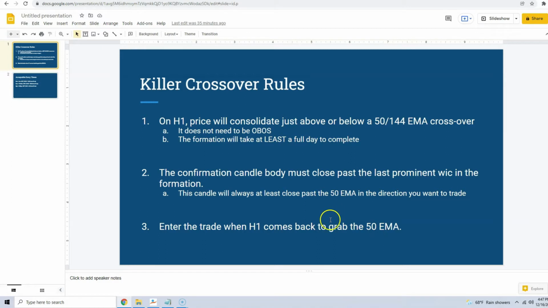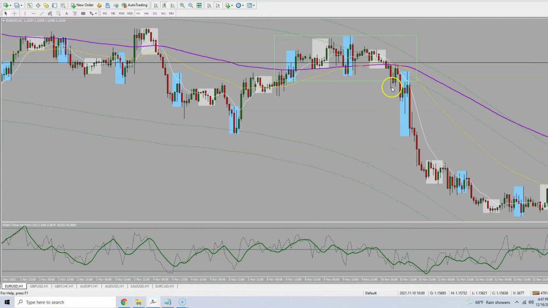The only difference between this and my other strategies is that in the other strategies, I normally have to go down to the 15-minute chart, the 15-minute time frame, and then wait on price to come back and grab the 50. On this one, you can just stay on H1 and do the same thing.